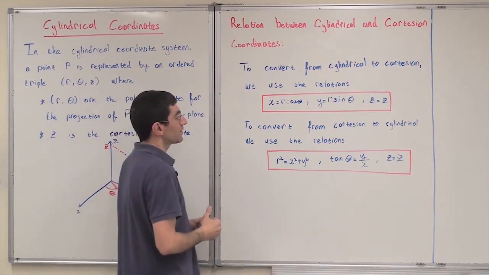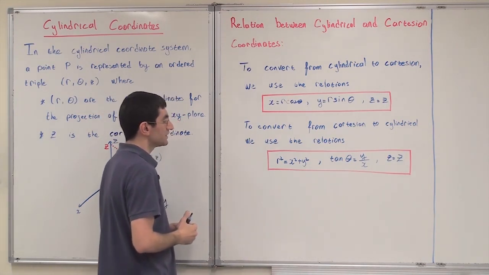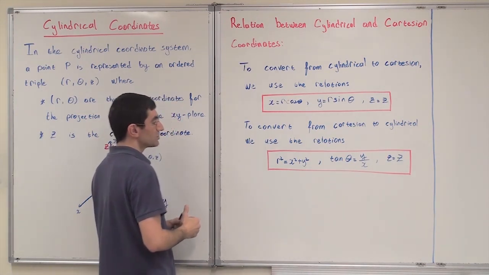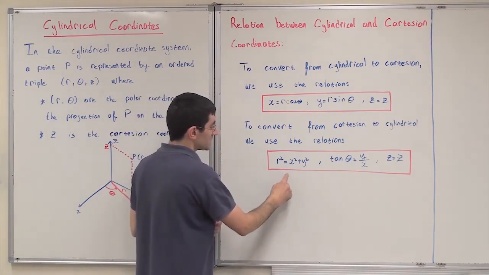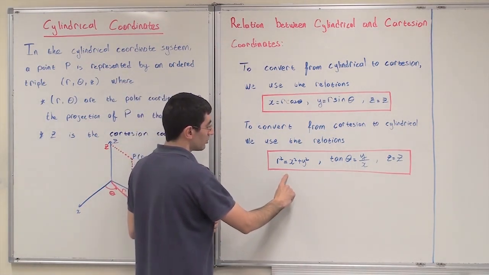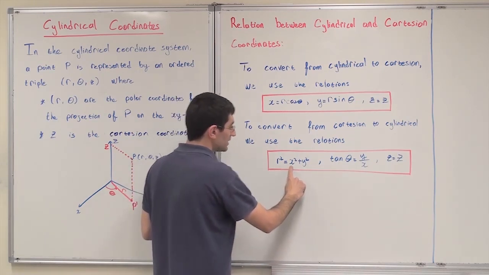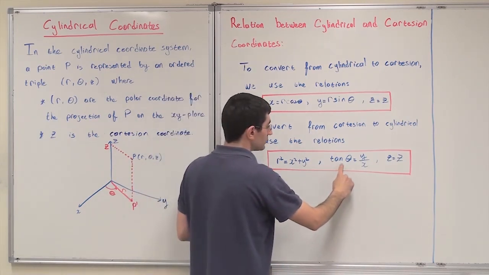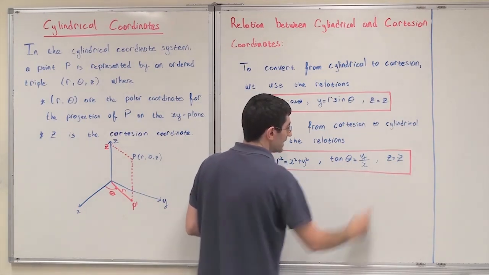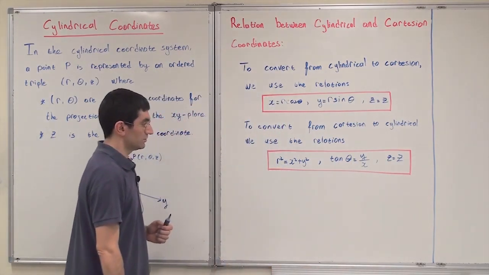Now, to convert from the Cartesian coordinate system to the cylindrical coordinate system, we use, again, relations similar to the relations in the polar coordinate system. r squared is still equal to x squared plus y squared, and tangent theta is equal to y over x, and z is still equal to z.